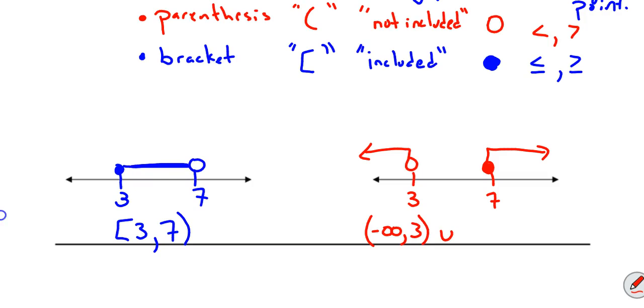Then I would have a union to indicate that there's two parts to my graph. 7 is a closed circle, so I would use a bracket. 7, and to indicate the arrow here, I would use a positive infinity to go towards the right. And infinities, because you'll never get to infinity, it's never included, will always be a parenthesis.